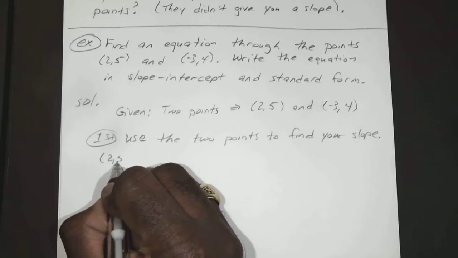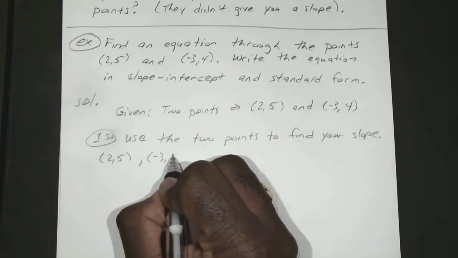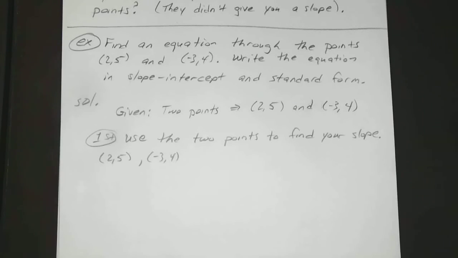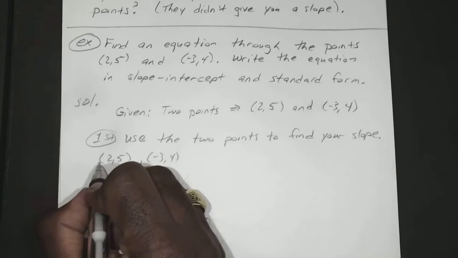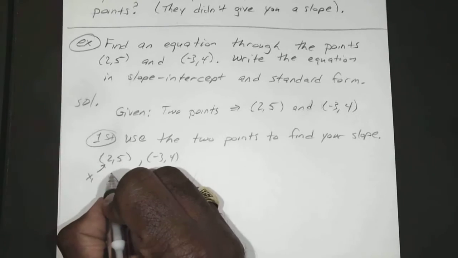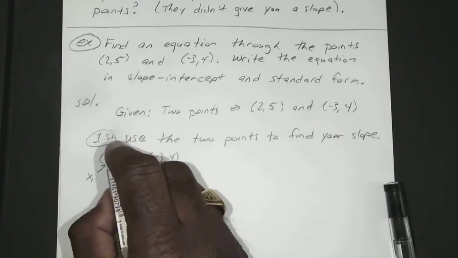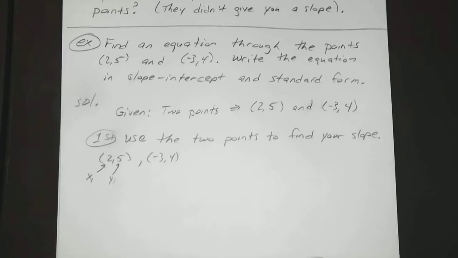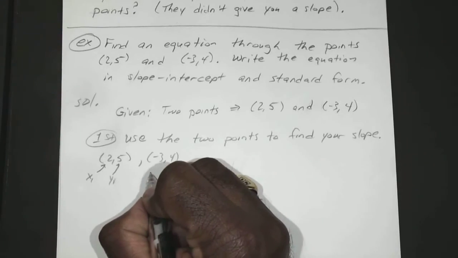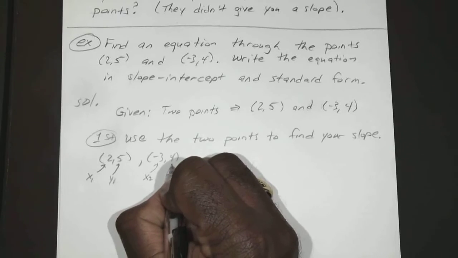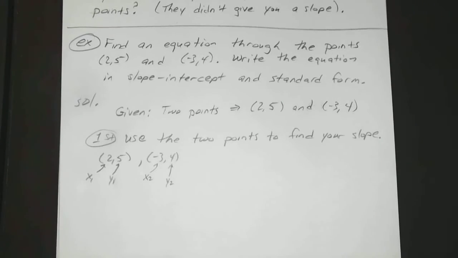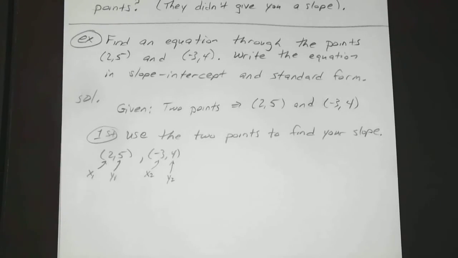Okay, so you have your 2, 5 and your negative 3, 4. Remember, to find your slope, you just make one of them your x1, y1, and the other one your x2, y2. So you can make this your x1 and that your y1. And this one you can make your x2, and this one your y2. Okay, so you have your first x and your first y, and your second x and your second y. And once you have that, you just go ahead and plug it into your formula.